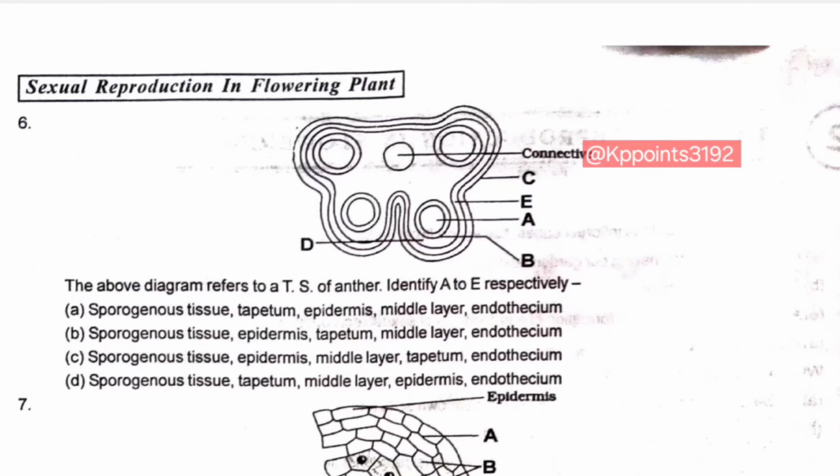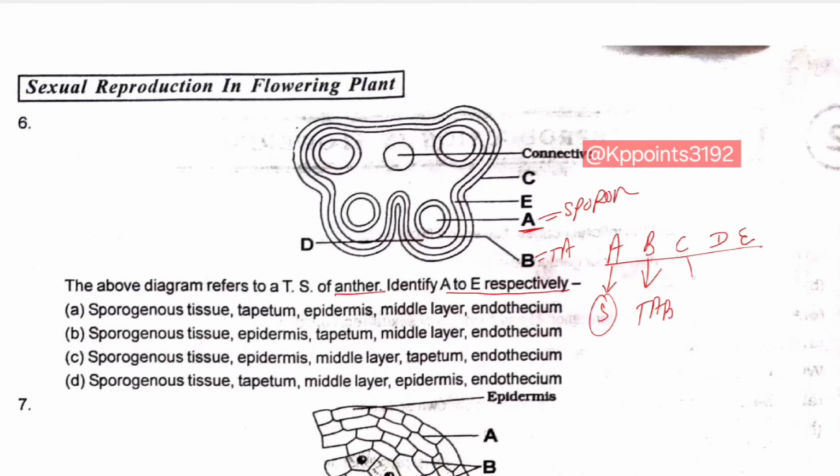Now question number 6. The above refers to a TS of anther. Identify A to E respectively. First, A represents sporogenous tissue. Yes, A is sporogenous tissue. Now next is B, after the sporogenous tissue. Sporogenous tissue in future forms pollen grains or microspores, and nutrition for pollen grains is provided by the tapetum. So B should be tapetum.